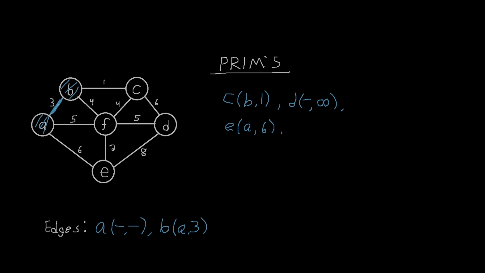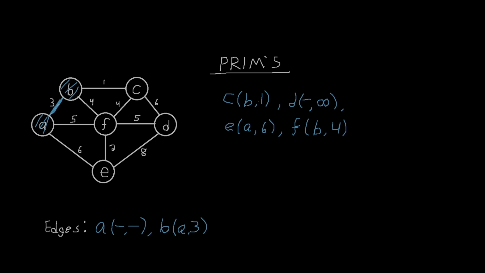Now we can look at F. And so now when we look at F, now that we're considering A and B, before our best path was this edge, AF with weight of 5. But now that we have B, we actually have a shorter edge of 4. So we're going to say we're going to go to F from B this time with a weight of 4.